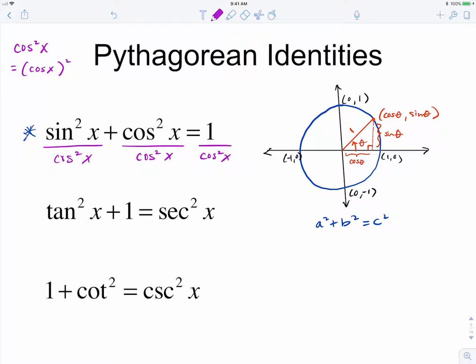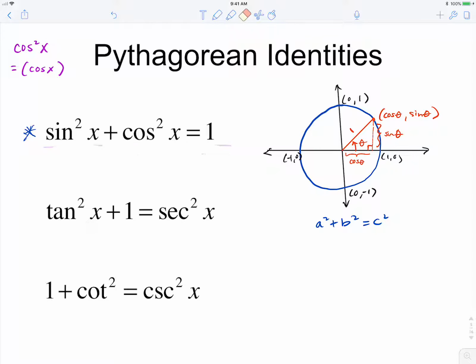Okay, so going back to deriving our next identity, if I've divided each side of this first identity by cosine squared, notice that sine squared over cosine squared is equal to tan squared. Cosine squared over cosine squared is just 1. And 1 over cosine squared is actually secant squared. Since 1 over cosine is secant, 1 over cosine squared would then be secant squared.